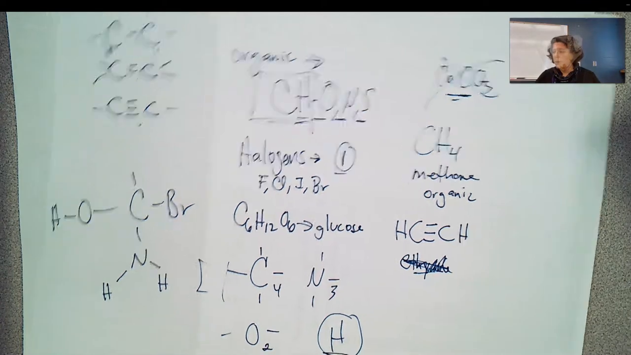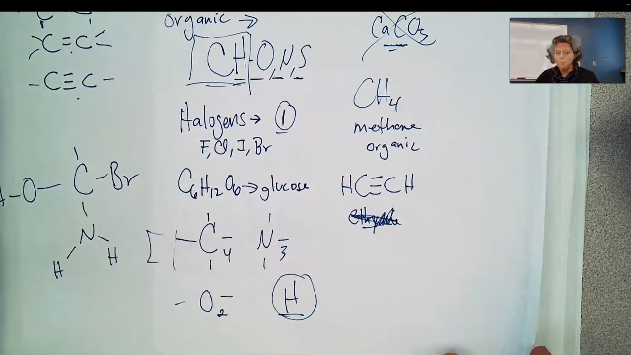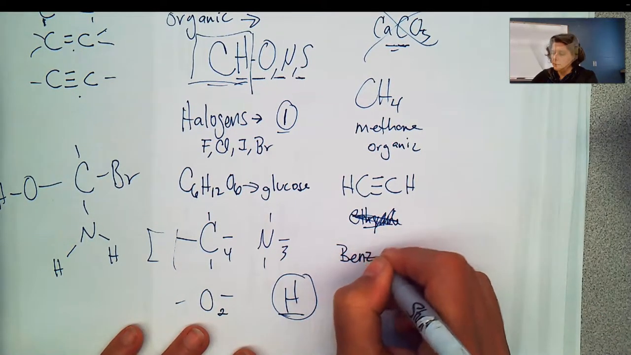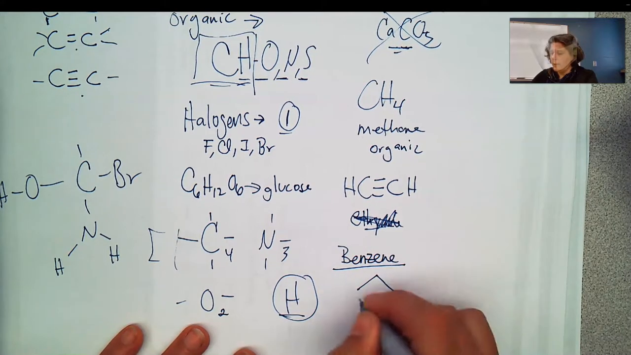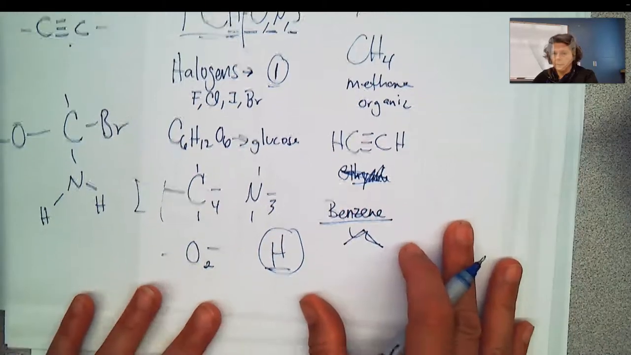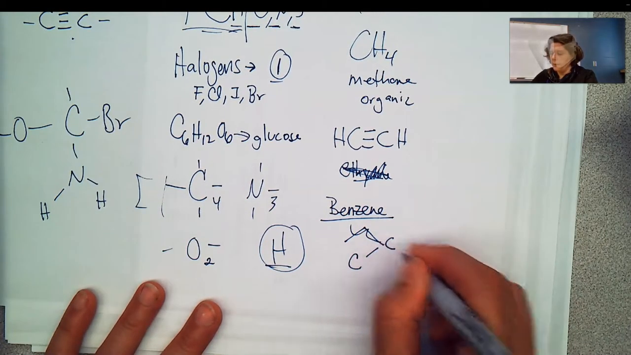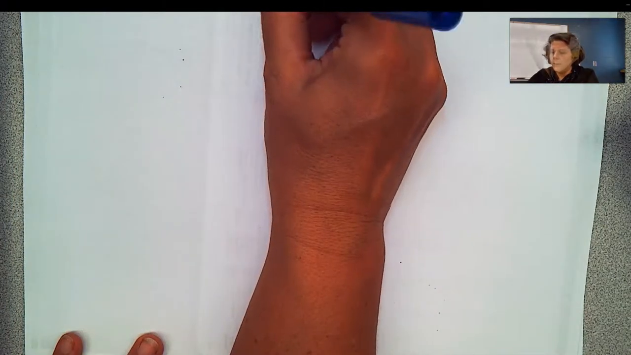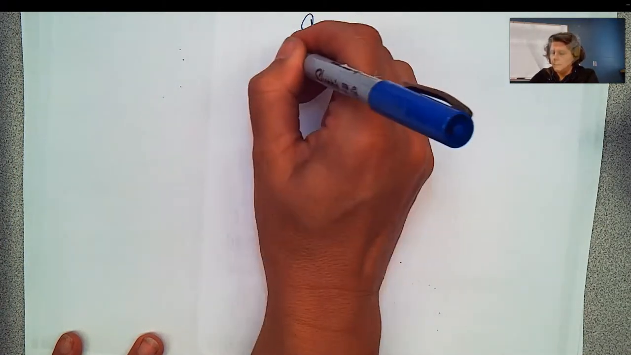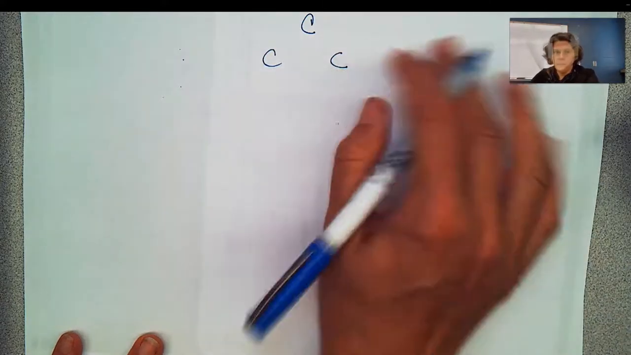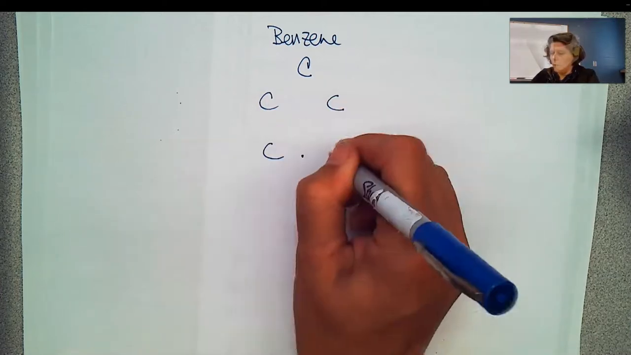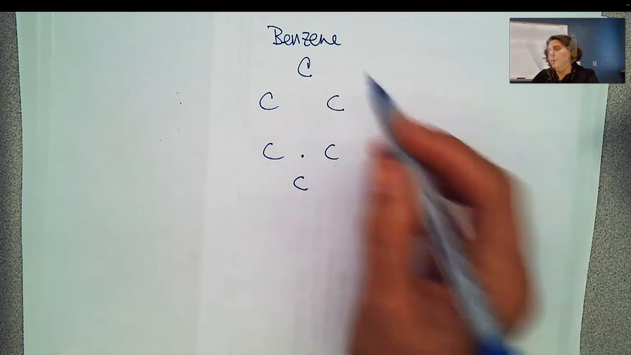The other weird thing with carbon is that it can form benzene. Let me start again on a sheet of paper. So we're going to do benzene real quick. So carbon. There we go. 1, 2, 3, 4, 5, 6. So it's 6 carbons and they form a ring.